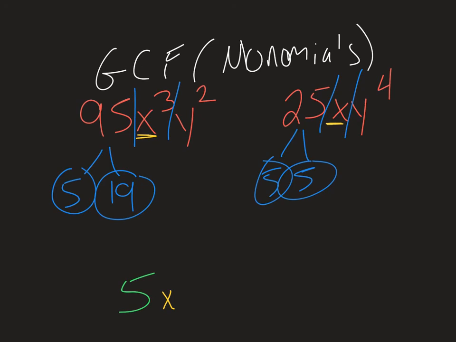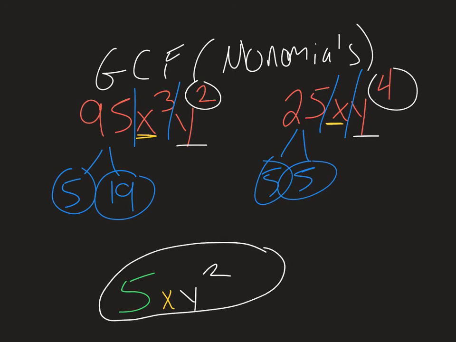And then likewise, now I'm going to look at the y's. And I think to myself, okay, what do they have in common? This one has 2, this one has 4, therefore they only have 2 in common. So in this case, my ultimate greatest common factor between these two expressions is 5xy squared. That is the maximum of what they have in common.